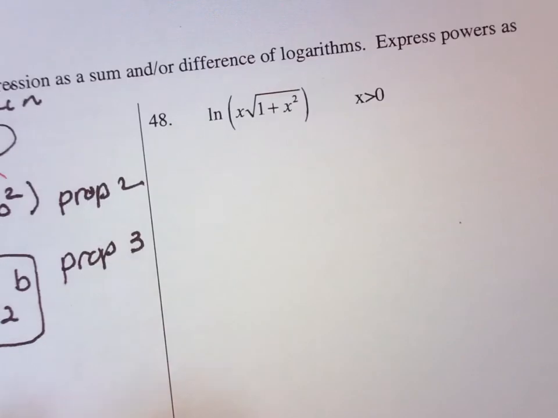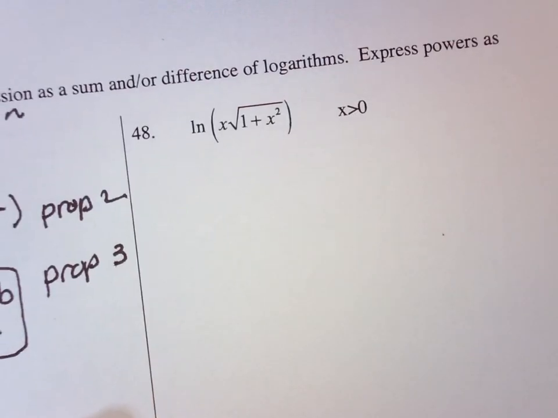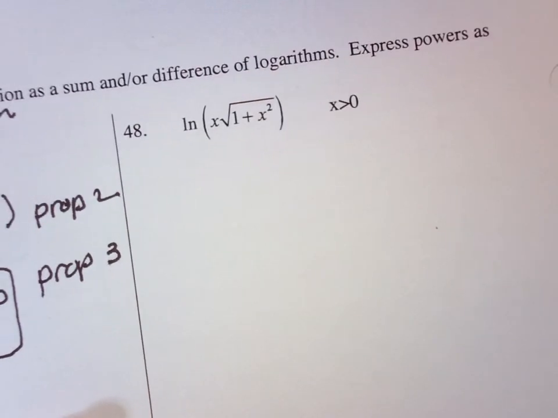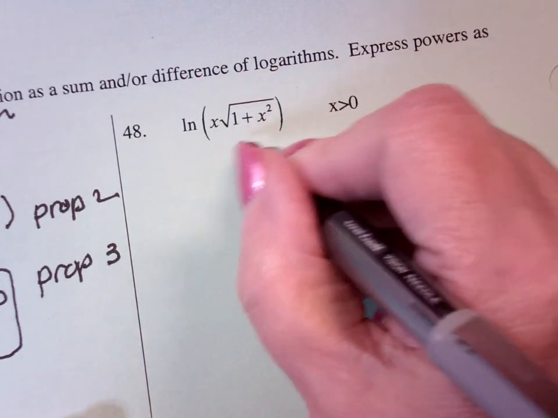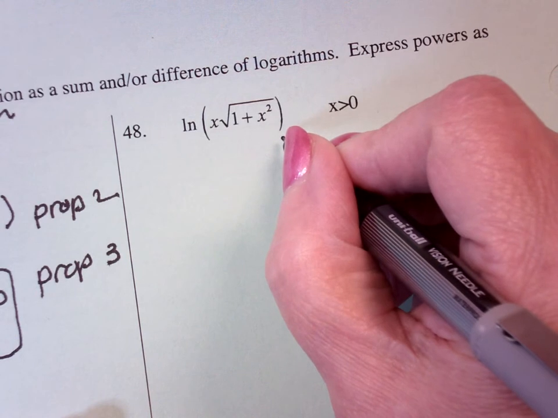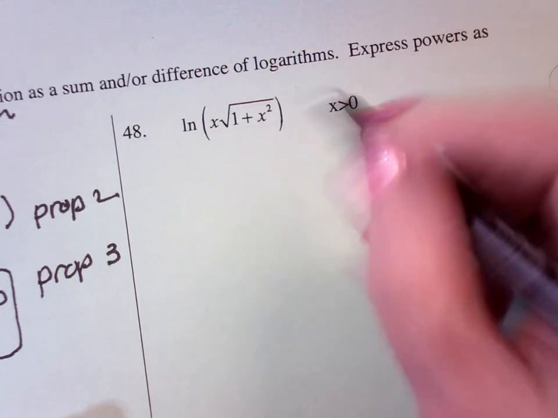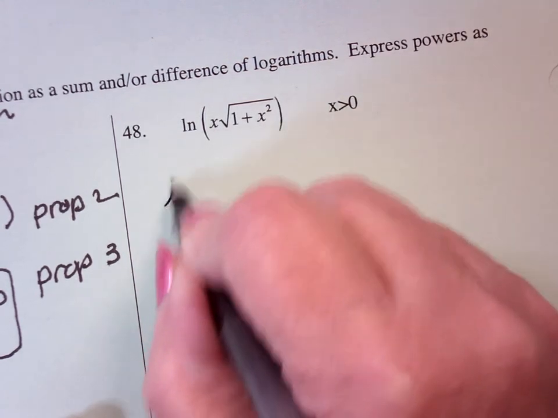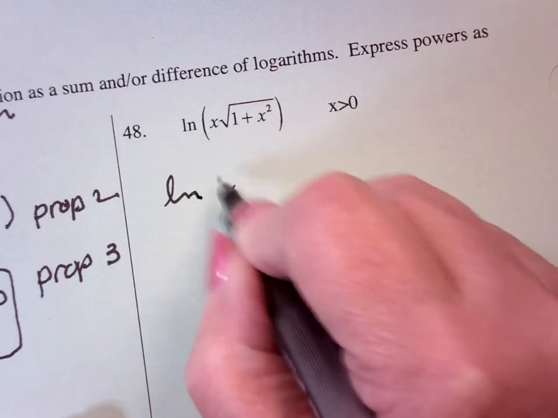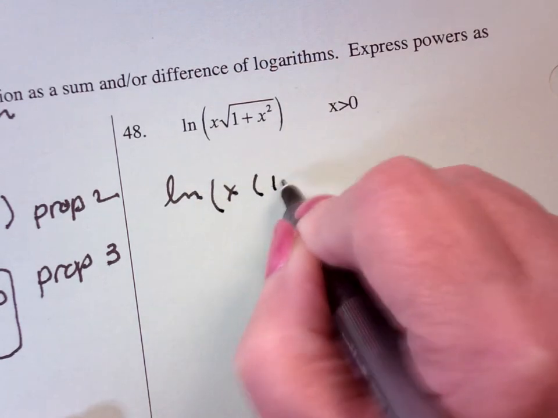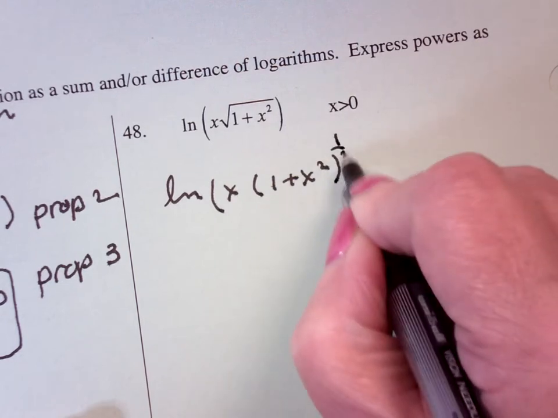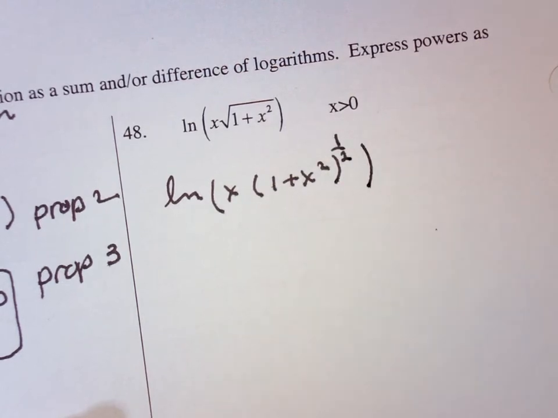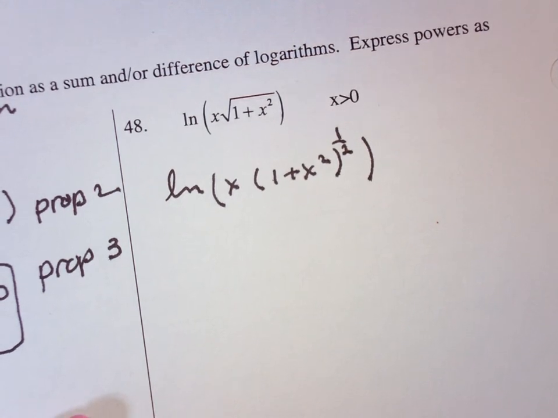Now the first thing that I'm going to do with this guy is rewrite him in a form that I can work with. And that is to take this square root and rewrite it in terms of exponents, because it is an exponent. I'm going to rewrite this as the natural log of x times 1 plus x squared, that's the radicand, to the 1/2 power. Because square root is 1/2.